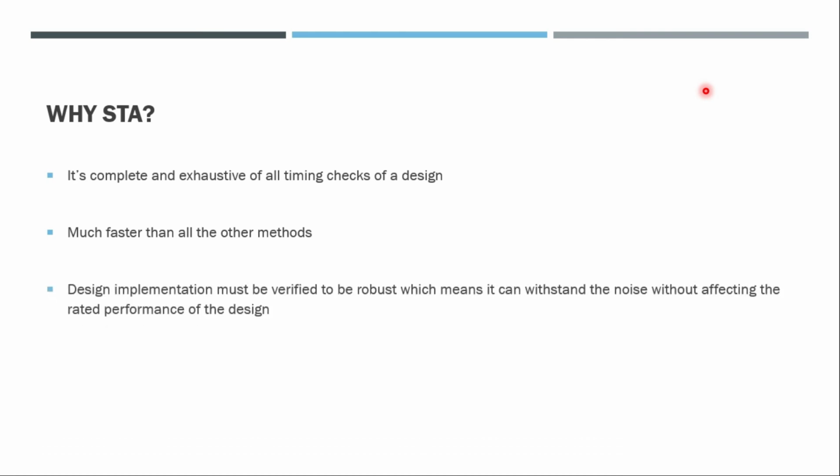Also, we should note that in advanced technology nodes, the design implementation must be verified to be robust, which means it can withstand noise without affecting the rated performance of the design. This can be done only by static timing analysis. The other timing analysis methods do not support this. And finally, the on-chip variations and the PVT conditions, which are process corner, voltage and temperature variations, can also be modeled and handled by STA, which cannot be done by other timing methods. These are a few examples of why we go for STA. There are a huge number of examples, but I have listed some of the very important ones. So this is why we go for static timing analysis for a very complex design instead of dynamic timing analysis, timing simulation or any other methods.